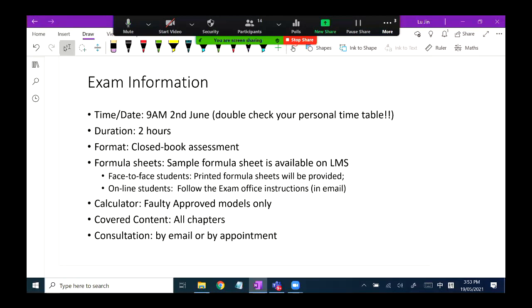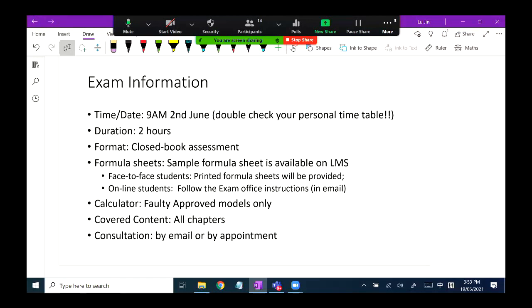Next one, duration, 2 hours, very standard. And the format, sorry guys, I apologize for this. Closed book exam. I know this is totally different from your expectation. You wanted the open book one, just like the class test, right? I tried. I gave the open book request to the exam office, but unfortunately, I was rejected. The exam office requested me to use the closed book test.